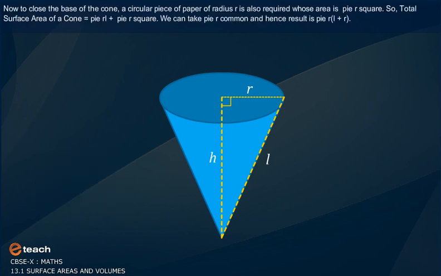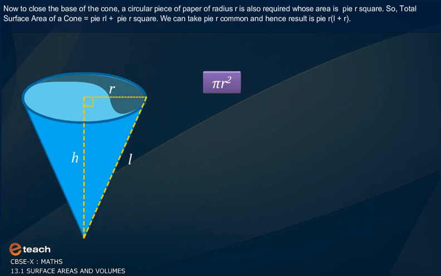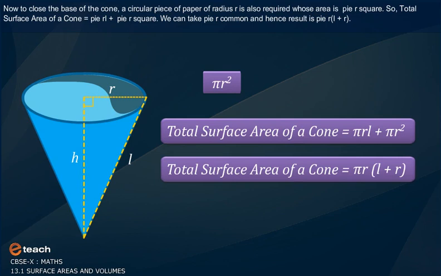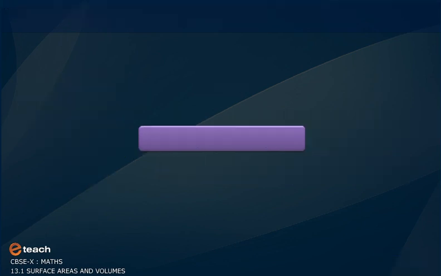Now to close the base of the cone, a circular piece of paper of radius r is also required, whose area is pi r square. So, total surface area of a cone is equal to pi r L plus pi r square. We can take pi r common and hence the result is pi r into bracket L plus r.